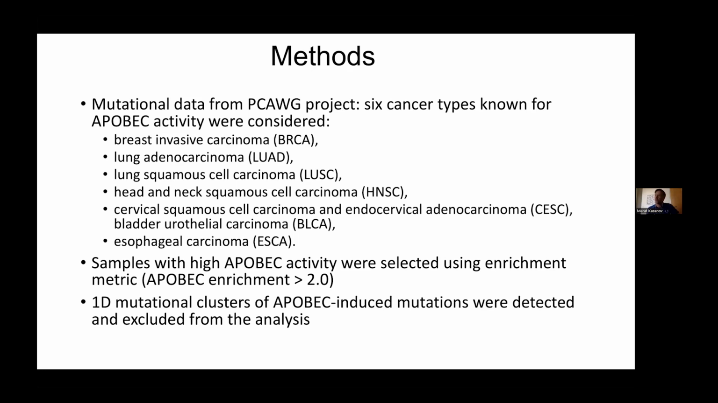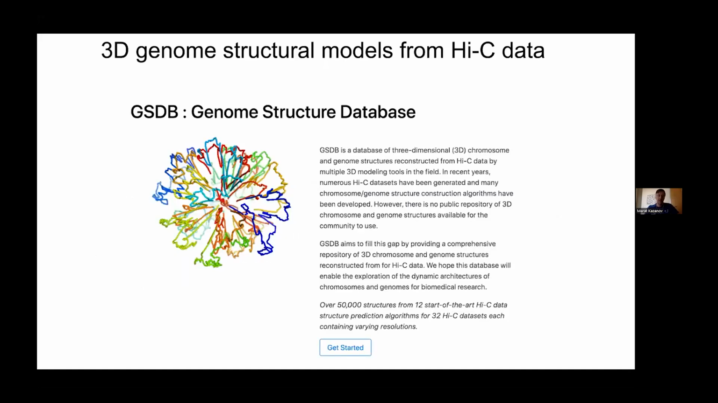So to analyze scattered mutations, we first excluded one-dimensional mutation clusters. We analyzed the distance between mutations along the DNA, defined the clusters of mutations, and excluded them from the analysis. Then we used the model from the GCDB database, and this model allowed us to find the 3D coordinates for each genome region.